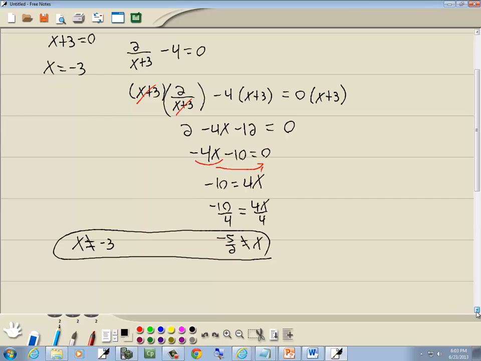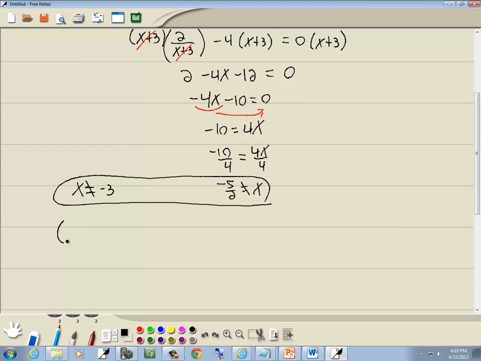Now, if you prefer to write that in interval notation, we'd go from negative infinity to our smallest number, which is negative 3. Union, our smallest number to our largest number. Union, our largest number to positive infinity.